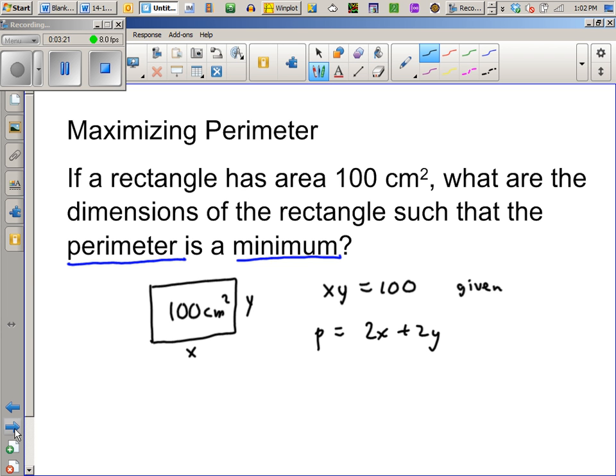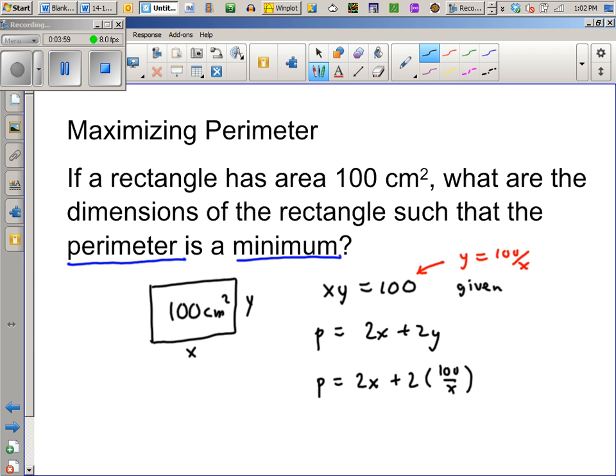Let's get it in one variable. So in order to get this in one variable, we cannot have two variables. So how are we going to get rid of y? Well, if you go back up to the given fact, you can think of this as y equals 100 over x. And if we substitute that into our primary equation, we can see we really did get it into one variable. It is always possible to get your primary equation into one variable on the problems in this textbook. Okay, this might have been the hardest part, just getting to this phase. The rest is basic calculus.